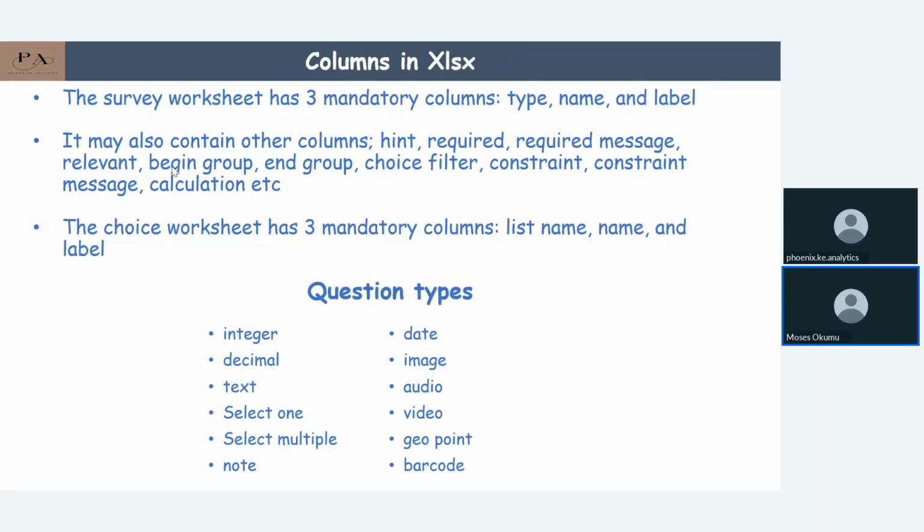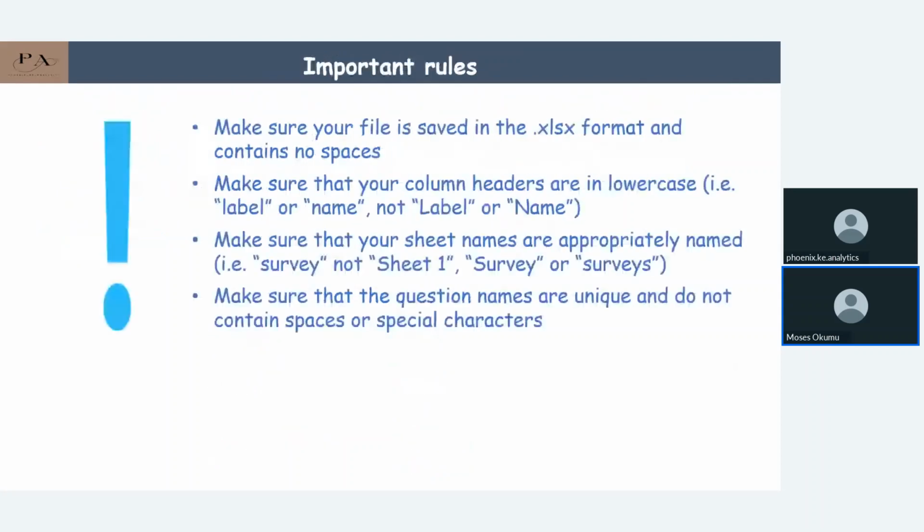We have a note. A note is something like reminding someone. It's something that drives the point home. And then we have a date, like for example, what is the date today, or what date were you born? You can key in that kind of date. We have image. You can take a picture. You have audio. You can record or upload an audio. Same to video. We have geopoint, and we also have barcode that you are able to scan. So this is my last slide. Then we move to practicals.